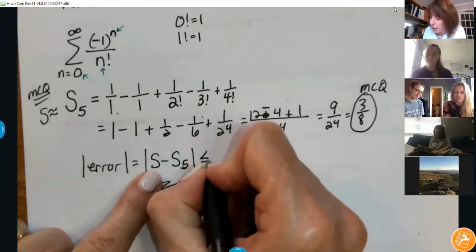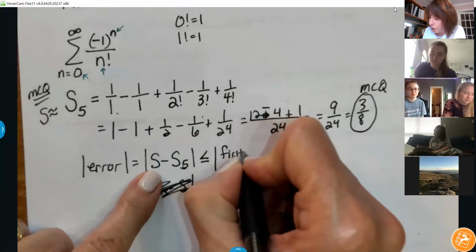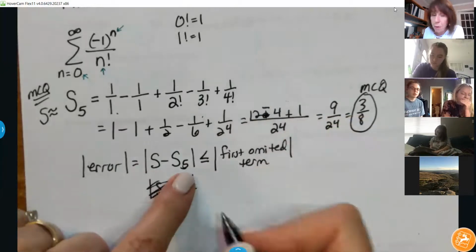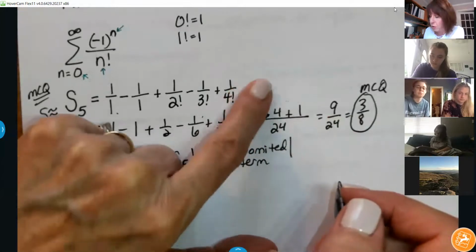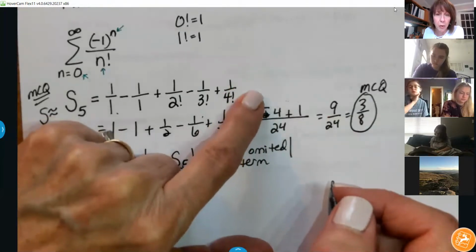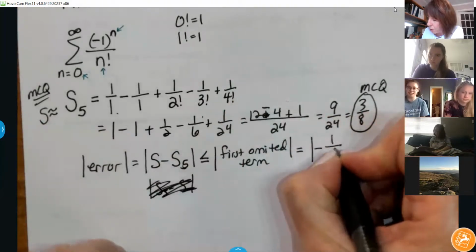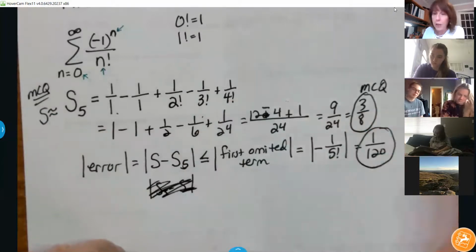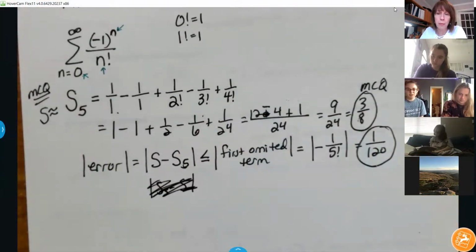So this will be less than or equal to the absolute value of the first omitted term, or unused term, in the partial sum that we found. Well, the first term that we did not use was the -1/5 factorial, right? So that will be the absolute value of -1/5 factorial, which is 1/120. So that would be the error in that partial sum.